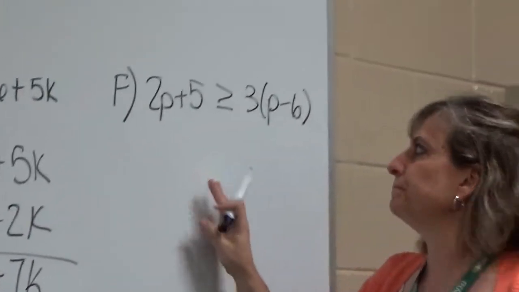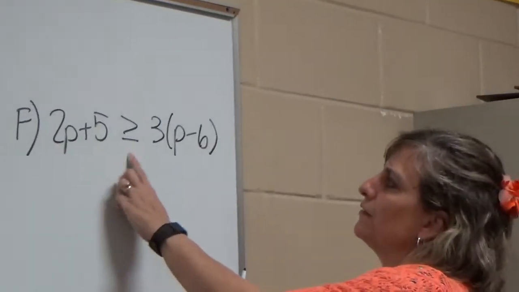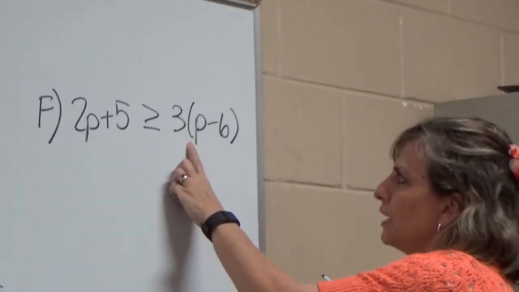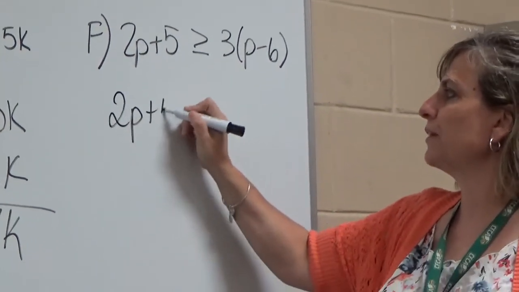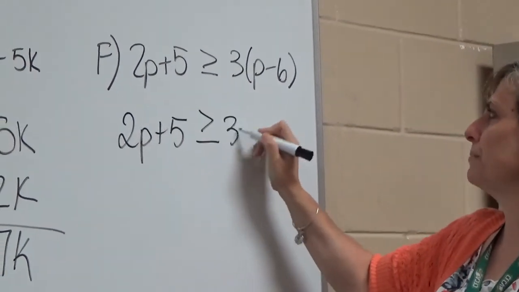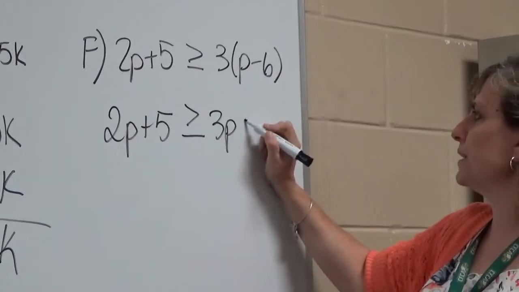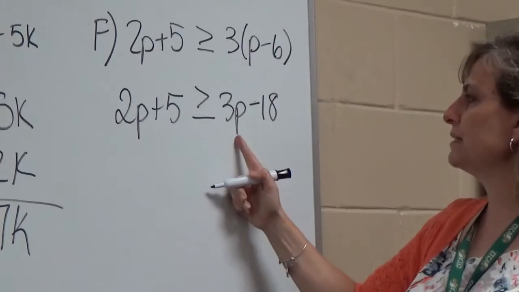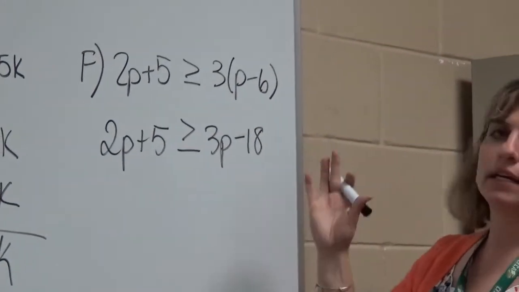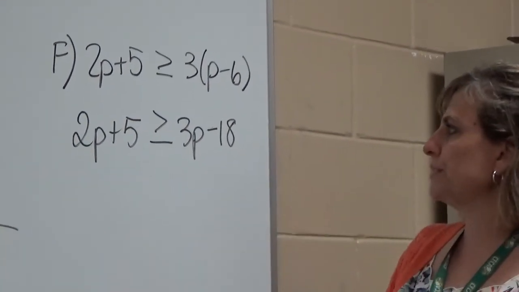Okay, try this one. 2p plus 5 is greater than or equal to 3 times p minus 6. I'm just going to write 2p plus 5 greater than or equal to 3p. Positive times a negative is a negative. Okay? I have p's, I have numbers. Get the p's together. Get the numbers together.